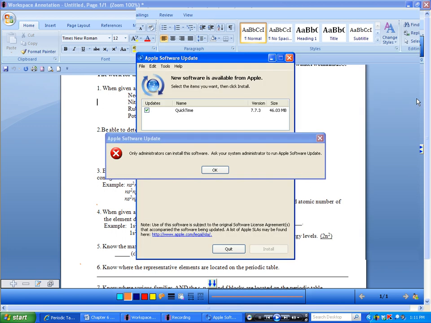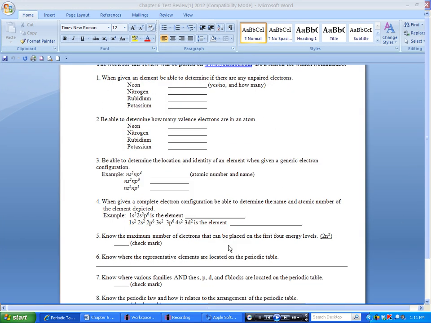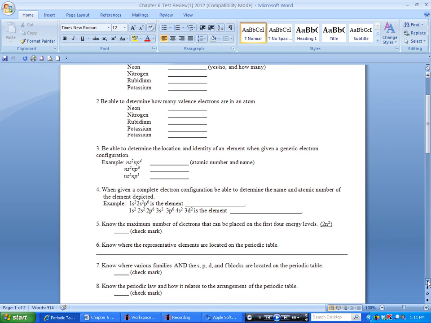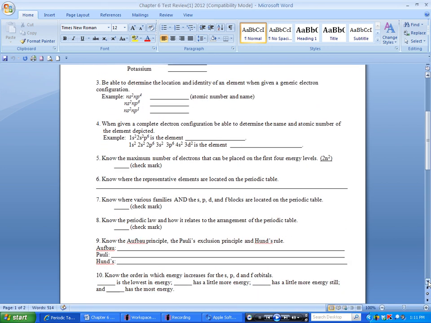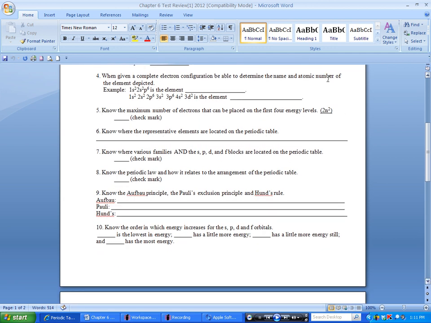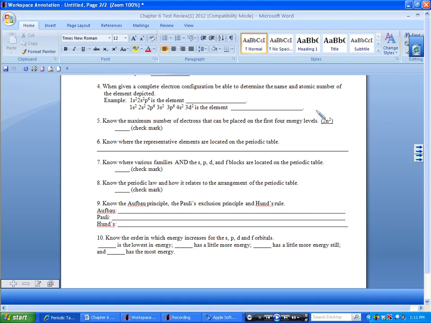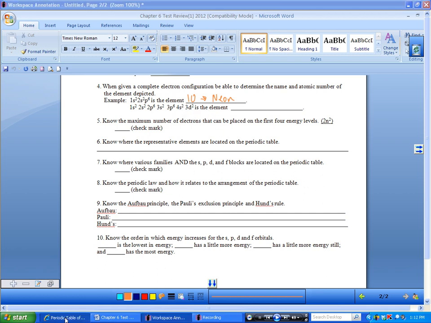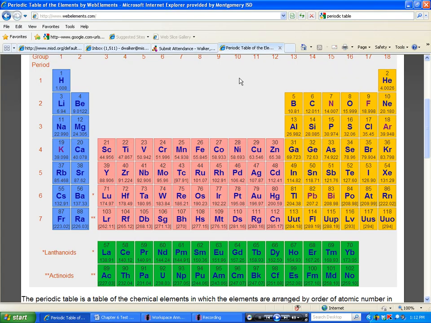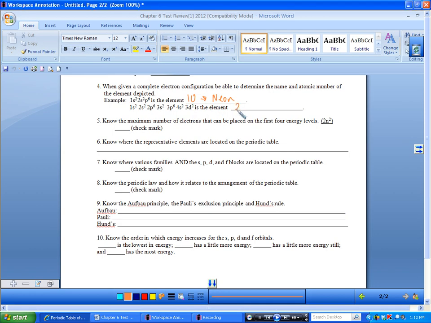All right, so let's move on down. We've already done numbers 1 and 2 and 3. It says, when given a complete electron configuration, be able to determine the name and atomic number of the element depicted. Add those superscripts. That's 10. Element 10, if I looked at the periodic table, is neon. Add these: 2, 4, 10, 12, 18, 20, 22. Number 22, if you look at it, is titanium. So you would tell me element 22, and then you would tell me the name, titanium.